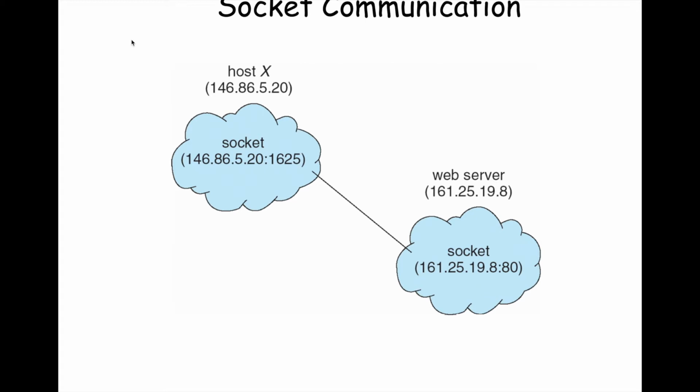Now, again, I said earlier that well-defined port numbers are designated for particular purposes, and port 80 is for HTTP traffic, right? And so you'll notice here for this web server, the port number is 80, so we have this colon 80, connoting the port number. And then for the web server, its IP address is 161.25.19.8. And so these two sockets define the particular channel of communication, this edge in the diagram drawn between host X and the web server. Any questions about this? Make sense?